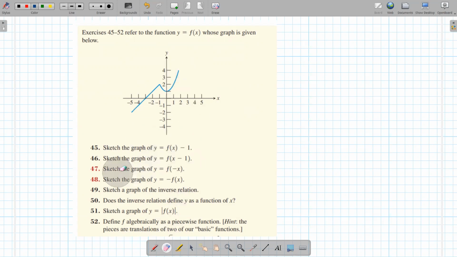Throw everything down. What about B? 46. What does that do? -1 on the inside. To the right. Yeah, so just take everything to the right by 1 unit. So it's probably going to look like this. Yeah. What about 47?